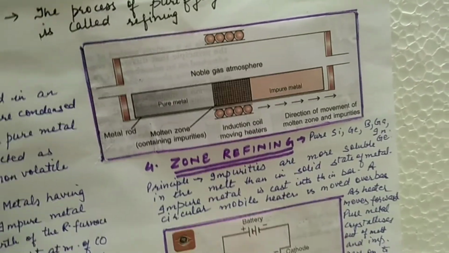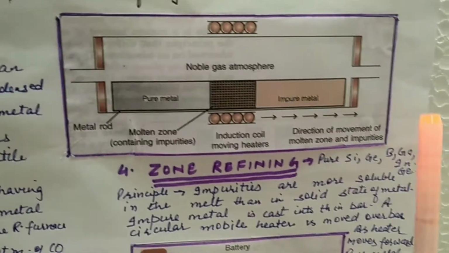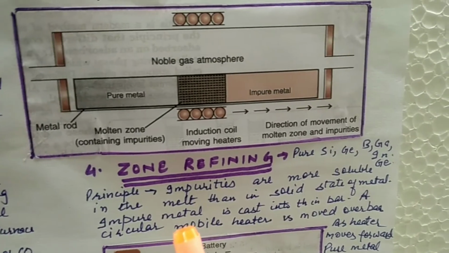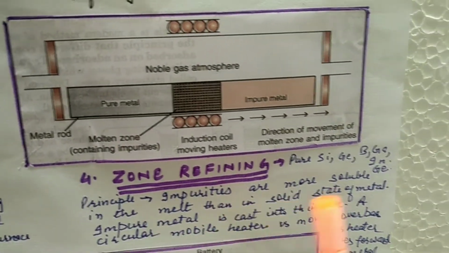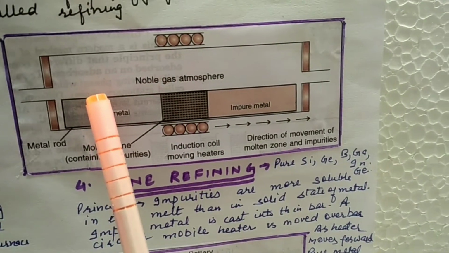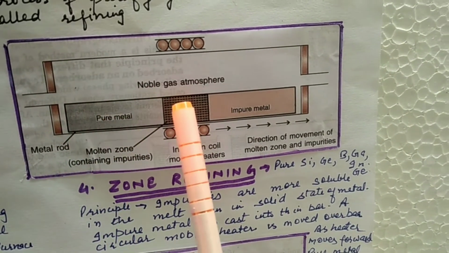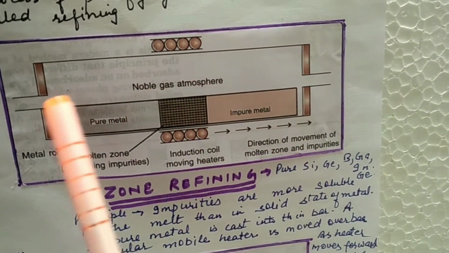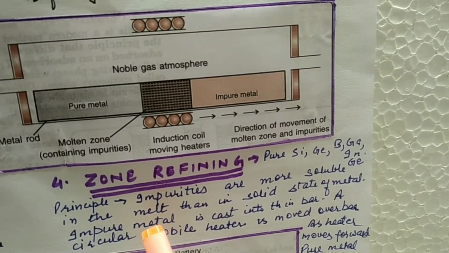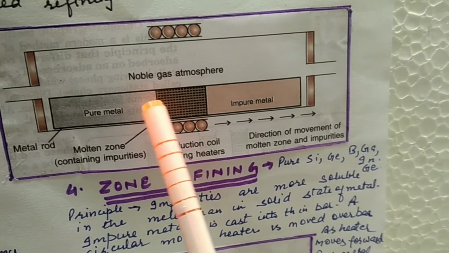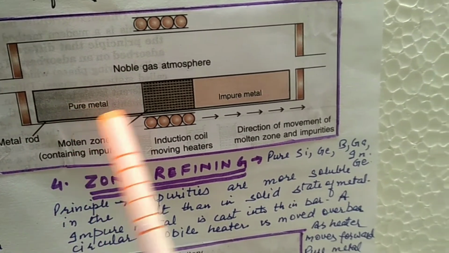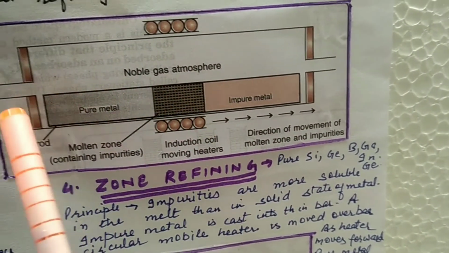Next method of refining is zone refining. It is done to obtain a very pure silicon, germanium, boron, gallium, or indium. The principle is that impurities are more soluble in the melt than in the solid state of metal. So this is a rod. The impure metal is taken in the form of a bar, and a circular heater is moved over it. So it's moved from one portion to the other. The metal melts and gets recrystallized, but the impurities move along the molten melt and pure metal is crystallized.